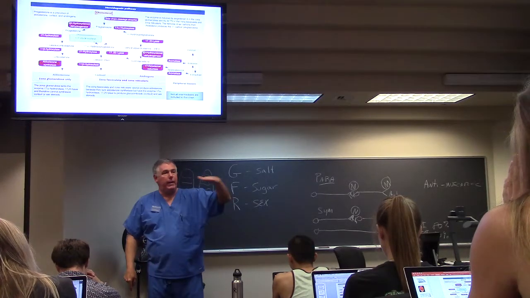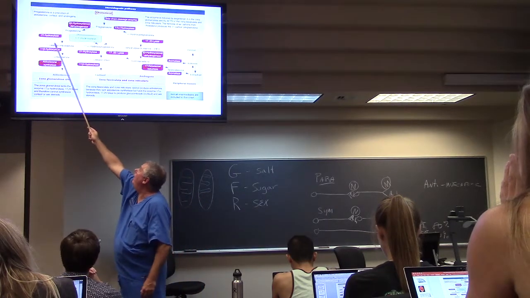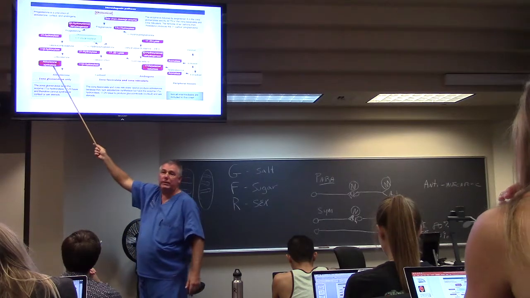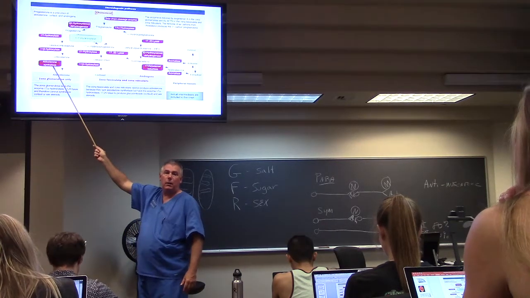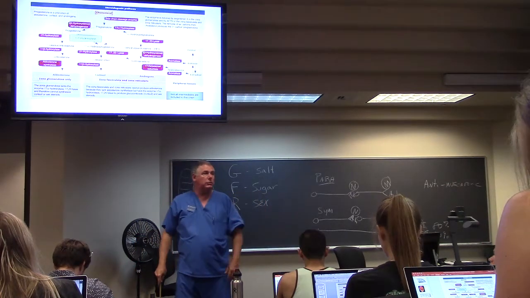Only the glomerulosa cells have, sorry, not 21-hydroxylase, have aldosterone synthase. Only the adrenal glomerulosa cells have aldosterone synthase.